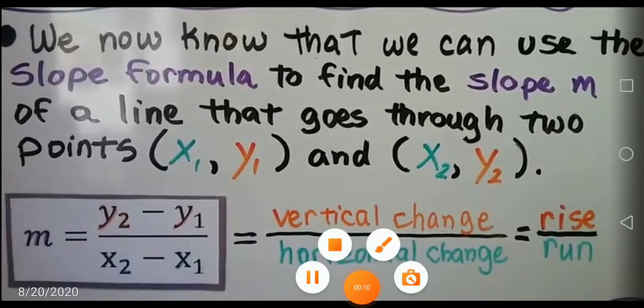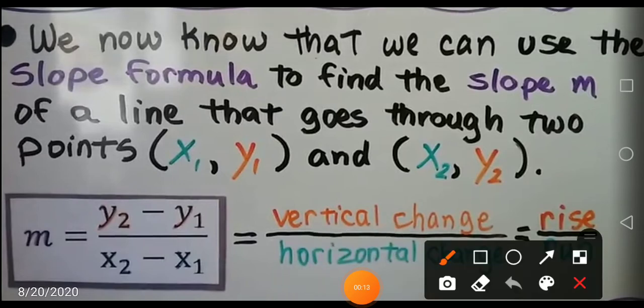So, you now know that we can use the slope formula to find the slope m of a line that goes through 2 points, x sub 1, y sub 1 and x sub 2, y sub 2. Here is the formula: m equals y sub 2 minus y sub 1 all over x sub 2 minus x sub 1, which means the vertical change over the horizontal change. It's equal to the rise over the run.